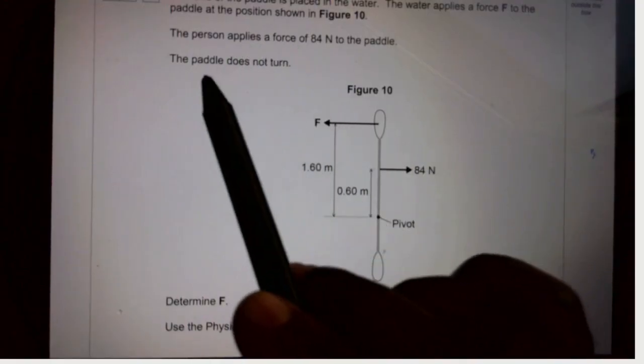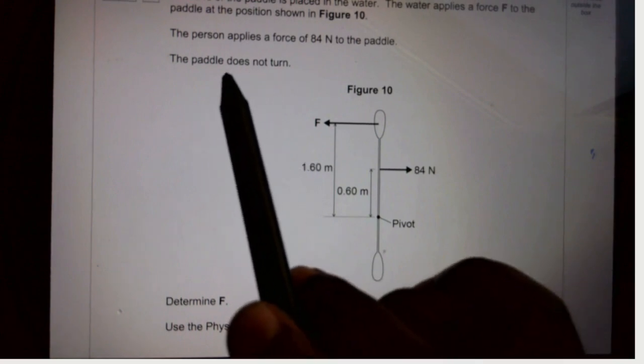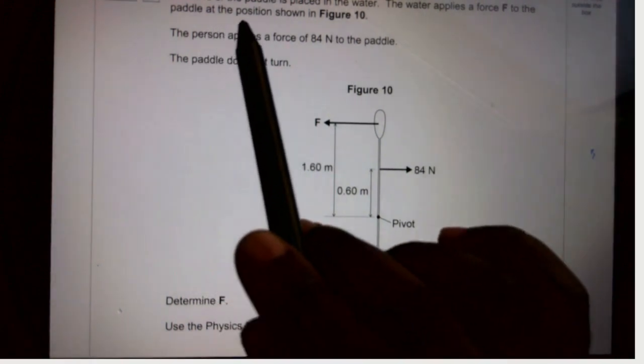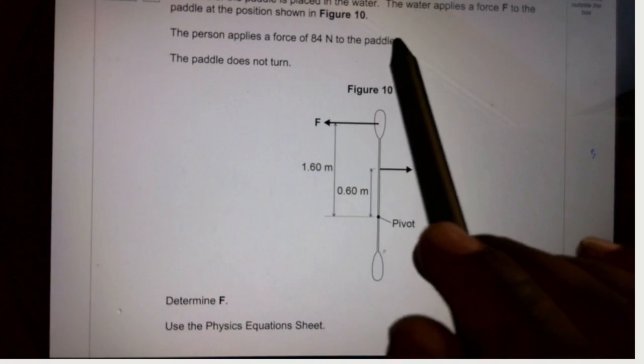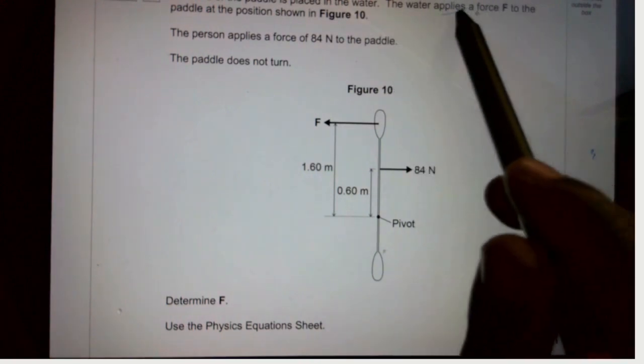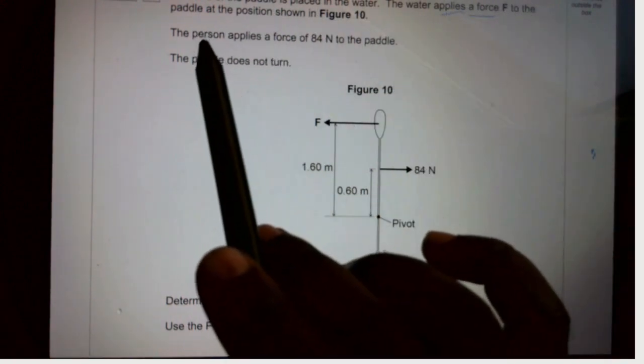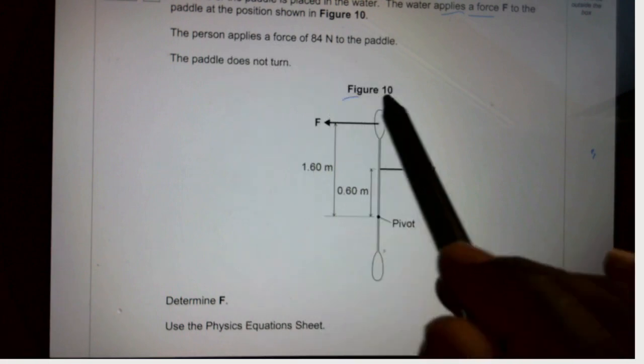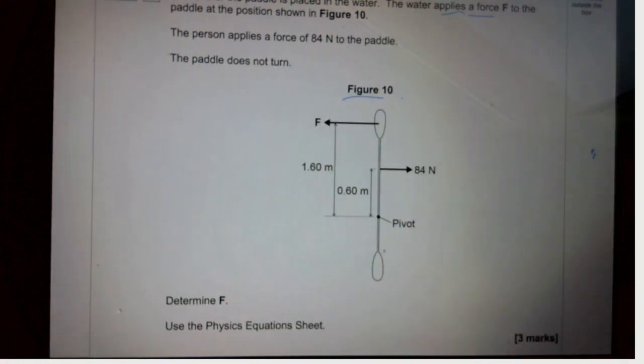Right. This question, 7.5: One end of a paddle is placed in water. The water applies a force to the paddle at the position shown in figure 10. This is our figure 10.